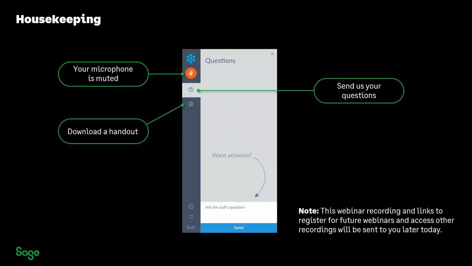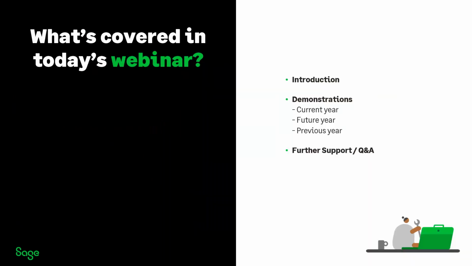Right, okay, let's have a look at what we're covering then. So this is the running order. A little bit of an introduction to the webinar this morning. We're then going to run through a series of demonstrations. The order I'm going to pick is current year, future year, previous year. So if you need reports from those financial years, how can you get at them? We'll be exploring the options that you've got available.